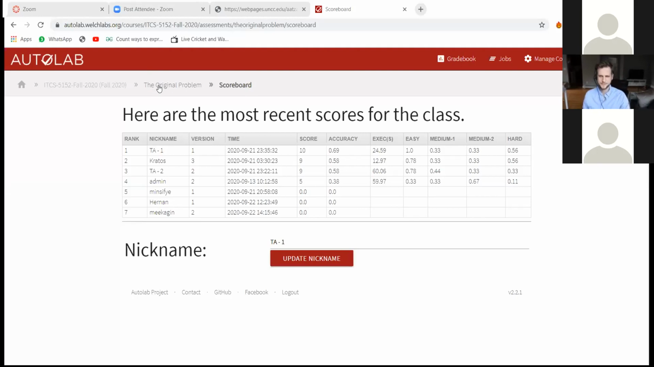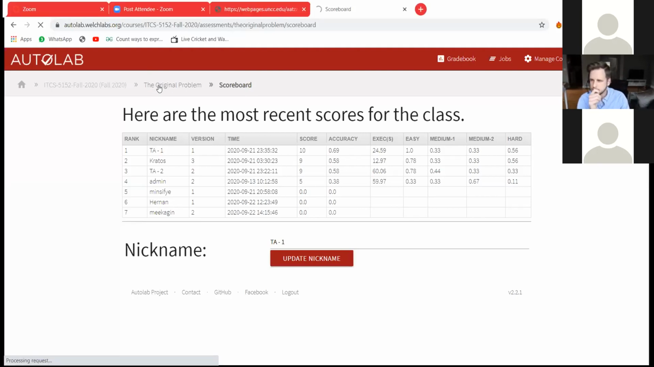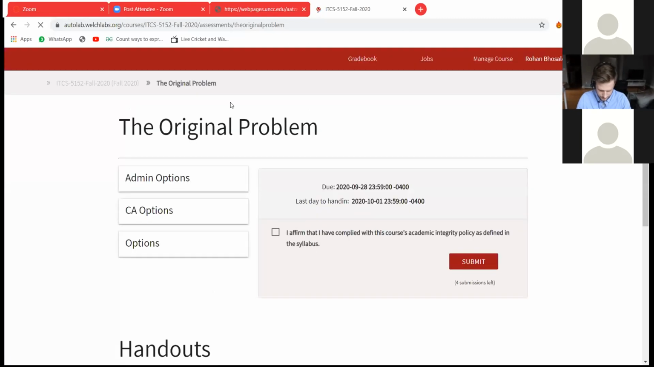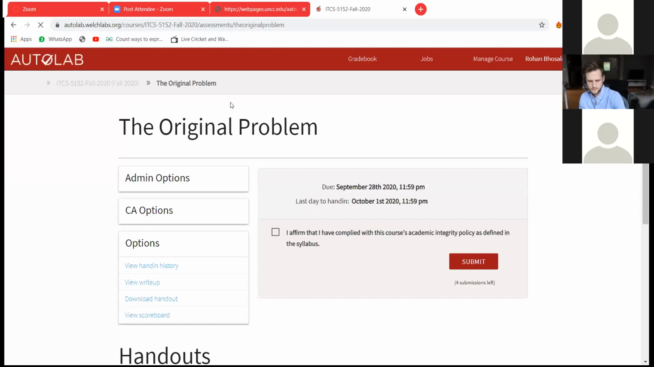So hello guys. Our AutoLab server where you would be submitting your assignments is up now. This is our first assignment, the original problem. If you haven't created your account yet, the accounts are created for you. If you haven't logged in yet, please go to the link autolab.welchlabs.org. Over there, you can click on the forgot password button, and you would be able to create your own password and log in.